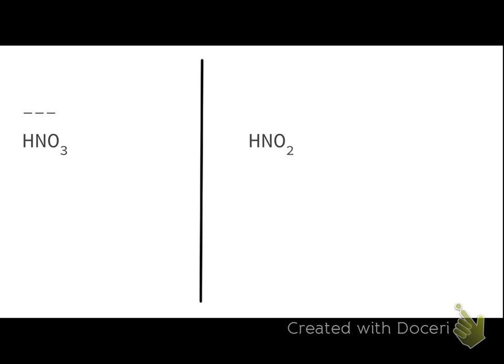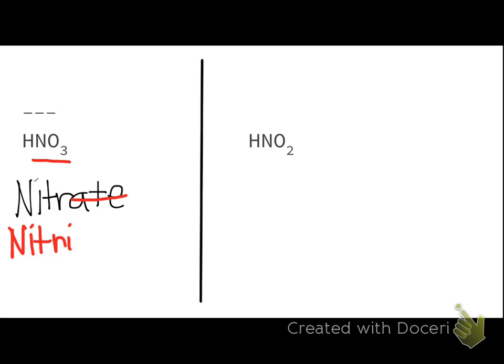HNO3. First thing to identify is, what is NO3? So now what we have to do is know what our ions are. So if you remember, NO3 is nitrate. So what I'm going to do now, I'm going to get rid of my 8 and I'm going to change my 8 into ic. Nitric, and now I just add acid. Okay.